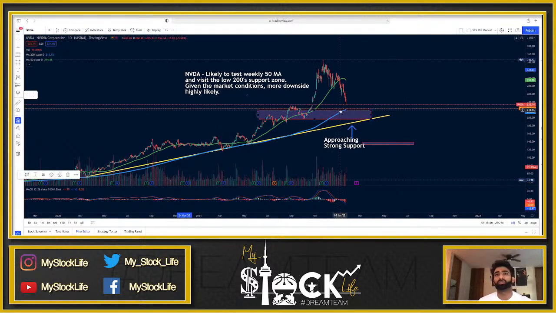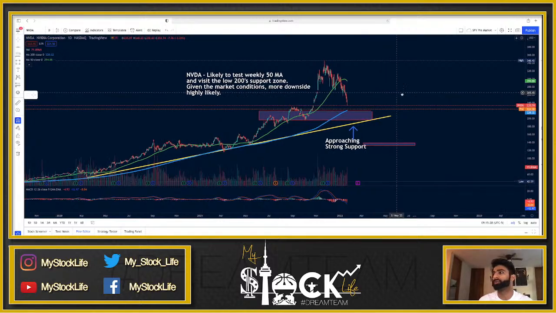For Nvidia right now, this is approaching strong support. Let's see how the market reacts. Does the market turn or not? And then we see what happens. And okay, so be careful what you're going long on.